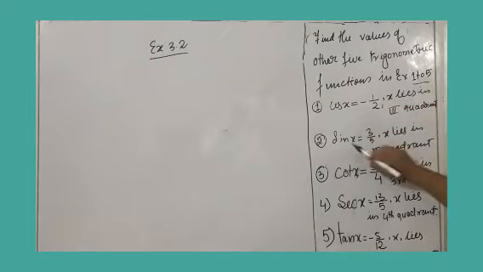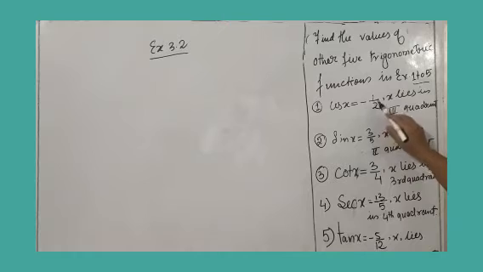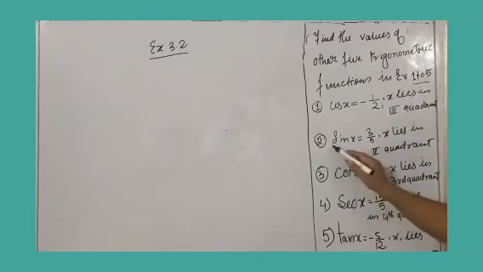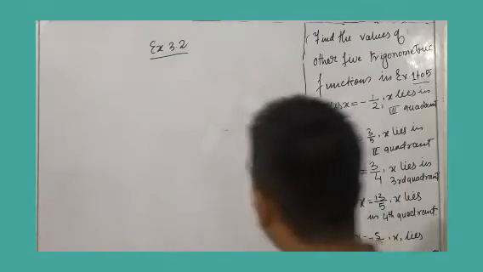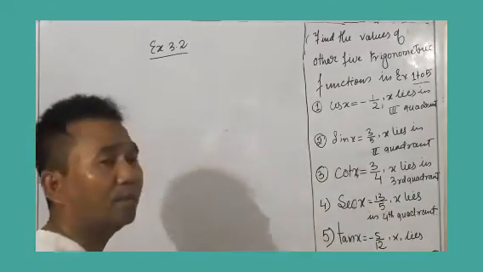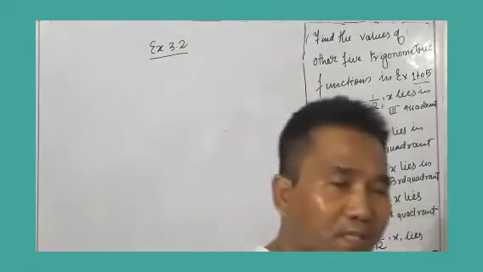Question 1 is cos x equal to minus 1 by 2, x lies in the third quadrant. Question 2, sin x equal to 3 by 5, x lies in the second quadrant. Then cot x equal to 3 by 4, x lies in the third quadrant. So to work this out, we need to know one thing: the location of the first, second, and third quadrant.